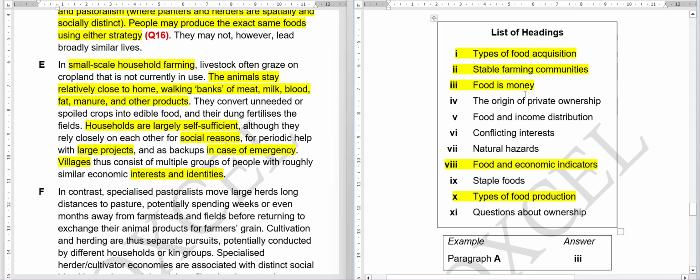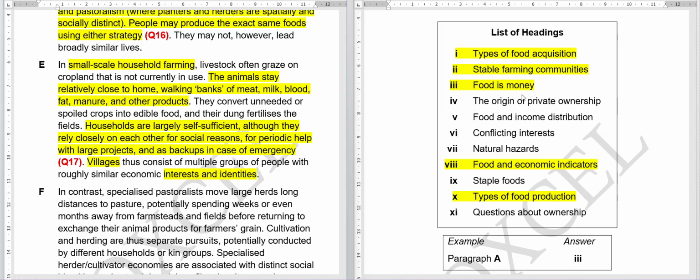So why is it stable farming communities? It is written here that households are largely self-sufficient. Though they have needs, most of the time they are stable, so the income is stable. And then they have similar interests, economic ties or identities. So these are stable farming communities. So this is question 17. I hope it is clear.